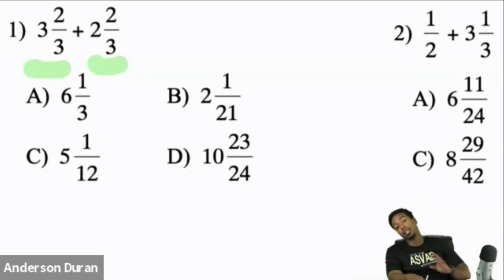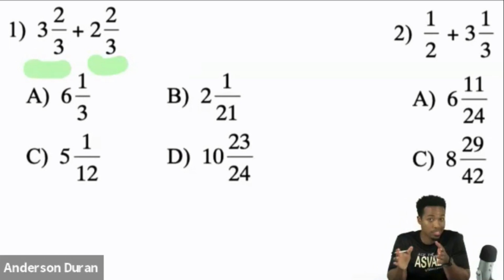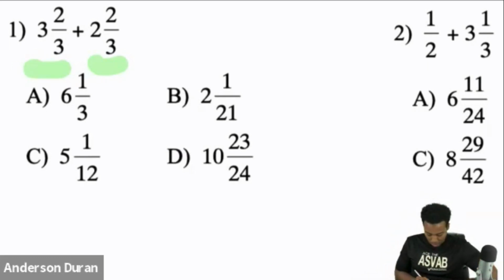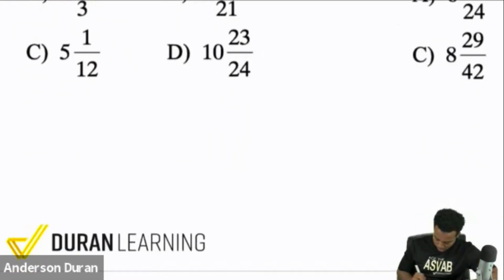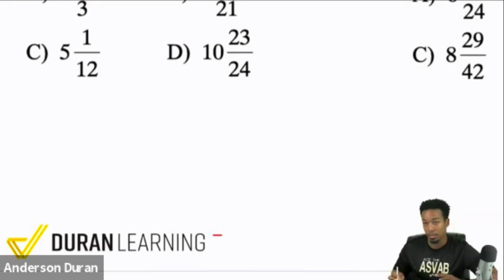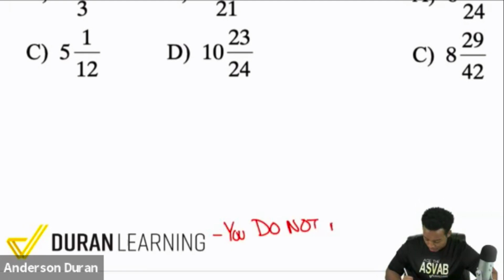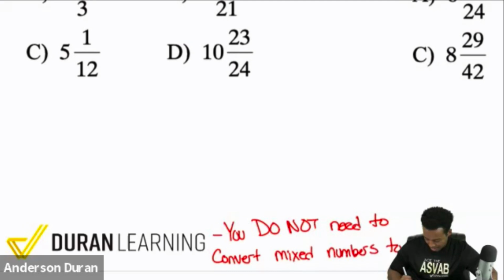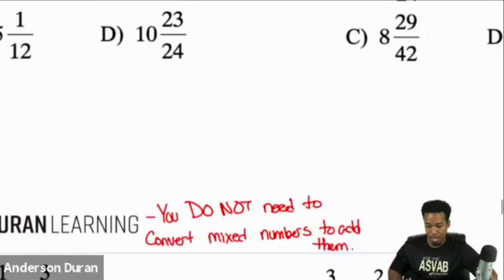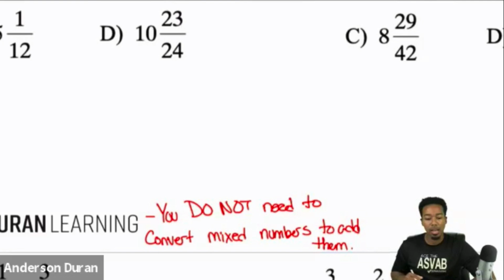Okay, so the answer to that, false. Not necessary at all. Let me make sure I write this down at the same time that I'm doing it. So again, you do not need to convert mixed numbers to add them. Okay, I know my big old head got in the way. There it is. But let me just show you guys why this is true.